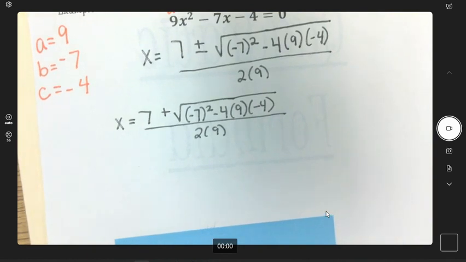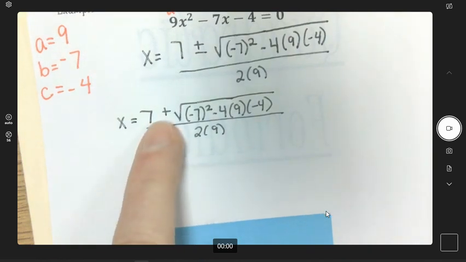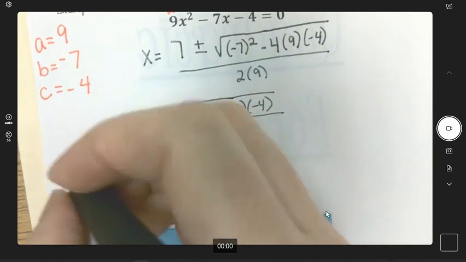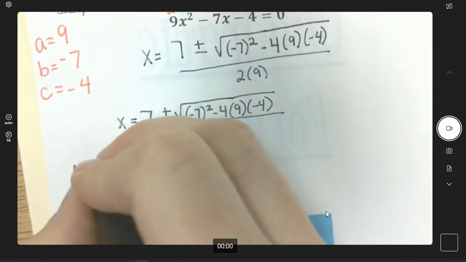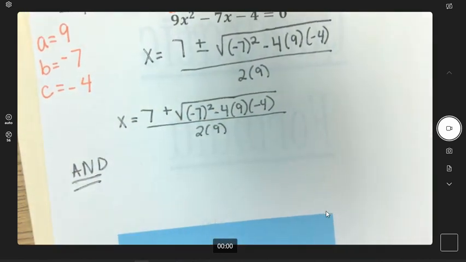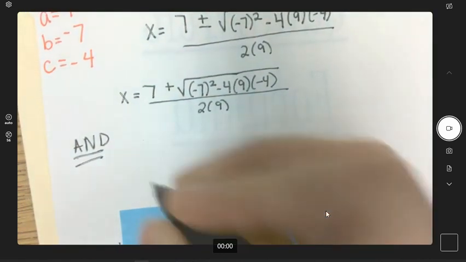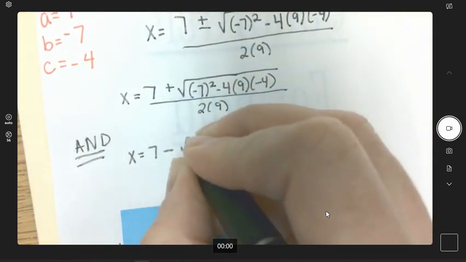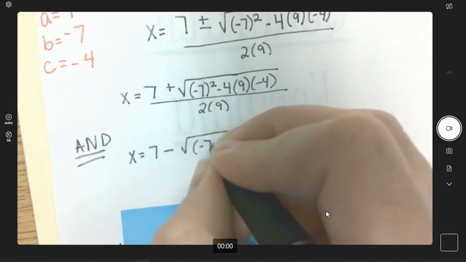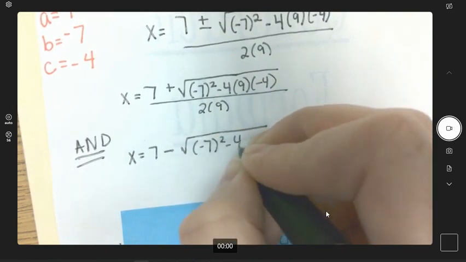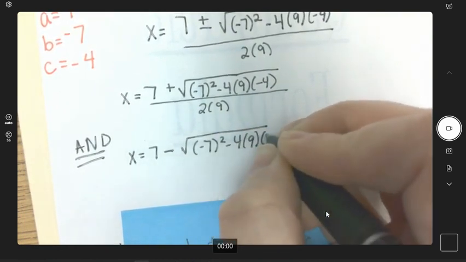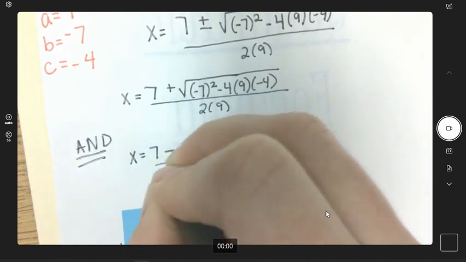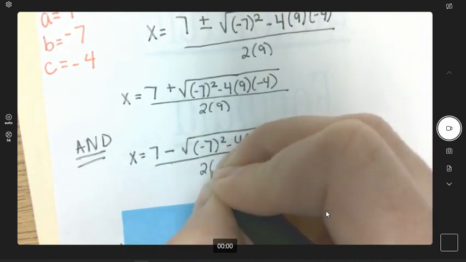So the plus minus means we actually had two different answers. So the first one is with using the plus sign. So I'm going to write and, underline my and twice because there's going to be two answers. X equals 7 minus square root negative 7 squared minus 4 times 9 times negative 4 over 2 times 9.